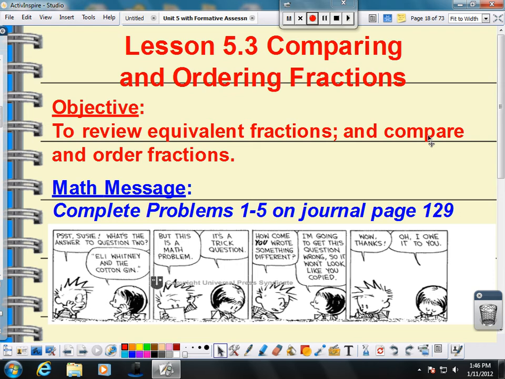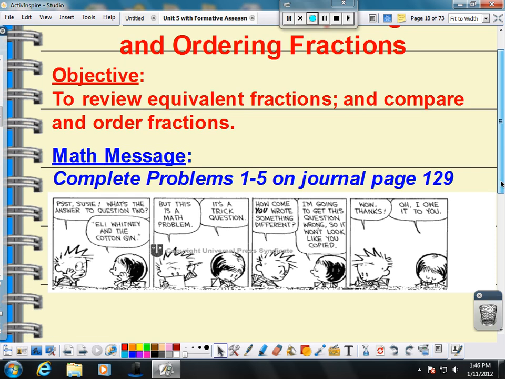If you get a chance, go ahead and read this cartoon at some point. It's kind of funny. I thought it was kind of funny. I'm not really sure why it's on there, but it is anyways.